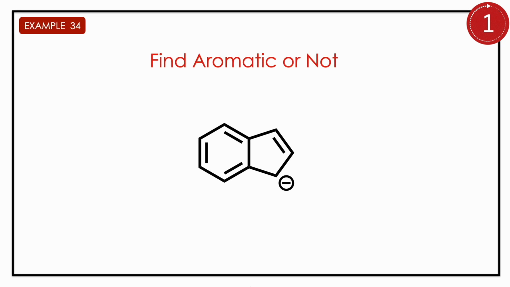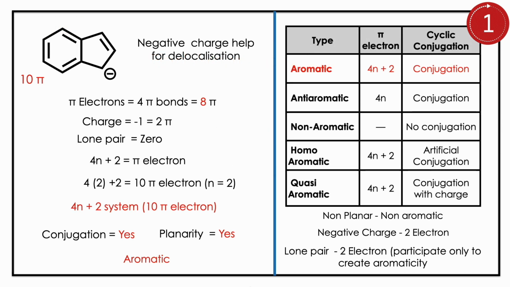Then the next example, you have benzene and cyclopentene with an anion fused together. You should find whether the given compound is aromatic or not. Here you have a fused system with an anion, so totally 10 pi electrons. How? Because you have 4 pi bonds, which donate 8 pi electrons. Charge is -1, which can donate 2 pi electrons. Lone pair is 0. So totally 10 pi electrons, which is a 4n plus 2 system where n equals 2. The system is definitely in conjugation because the negative charge provides conjugation. Planarity is also there. So 4n plus 2, conjugation, and planar means the given compound is aromatic.